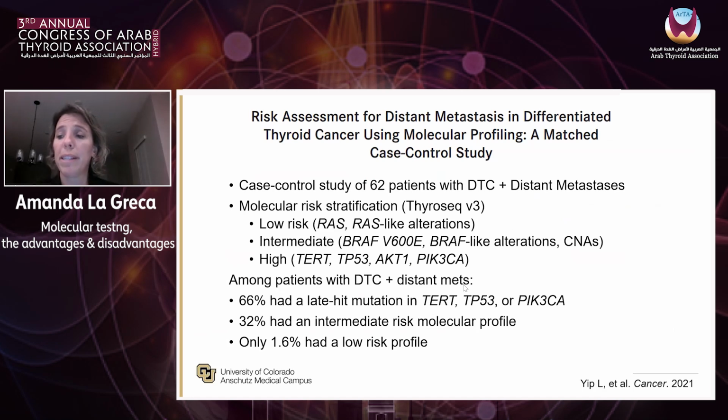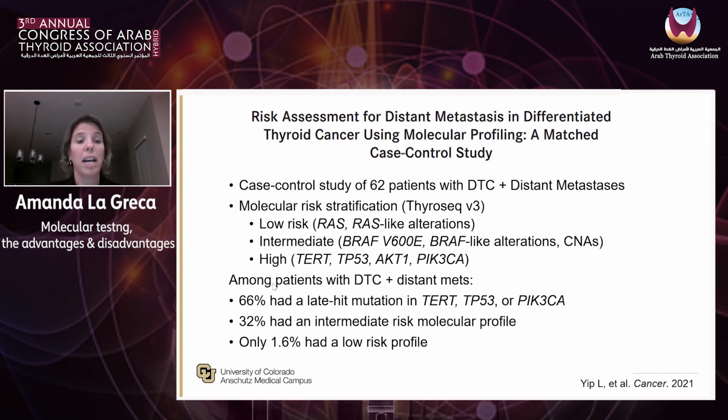So what is the risk? This is a study that was done for the risk assessment of distant metastasis in differentiated thyroid cancer using molecular profiling. It was a case-controlled study of 62 patients with differentiated thyroid carcinoma plus distant metastatic disease. ThyroSeq v3 was used for molecular risk stratification. This was divided into low risk alterations, RAS and RAS-like; intermediate, BRAF V600E, BRAF-like and copy number alterations; and high risk, TERT, TP53, AKT1, and PIK3CA.